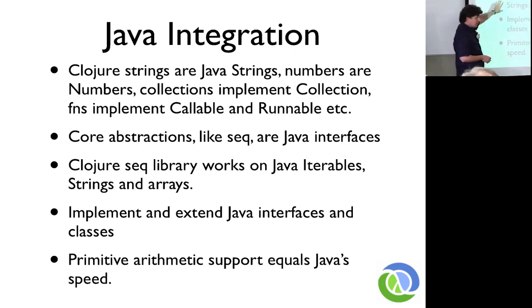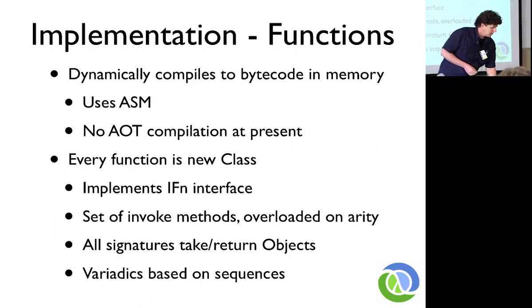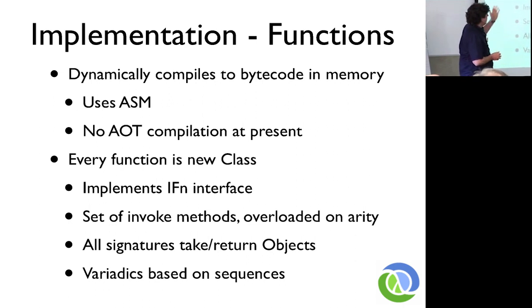As I said before, the sequence library works on everything. You can implement and extend Java interfaces and classes in Clojure. And I have primitives support, which I'll show you in a second. From an implementation standpoint, I compile dynamically to bytecode in memory. I use ASM. It's great. I don't do any ahead-of-time compilation right now.